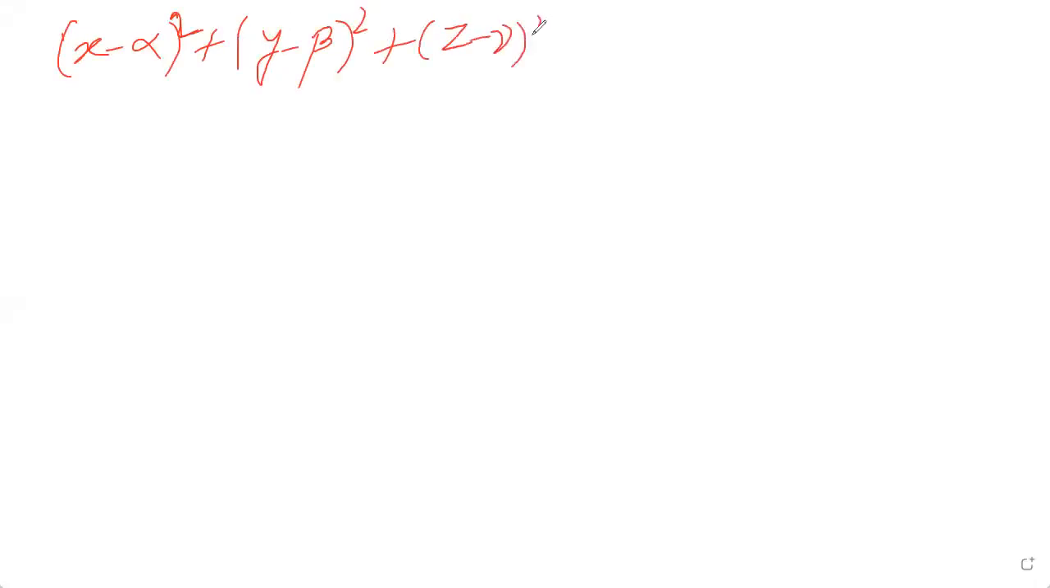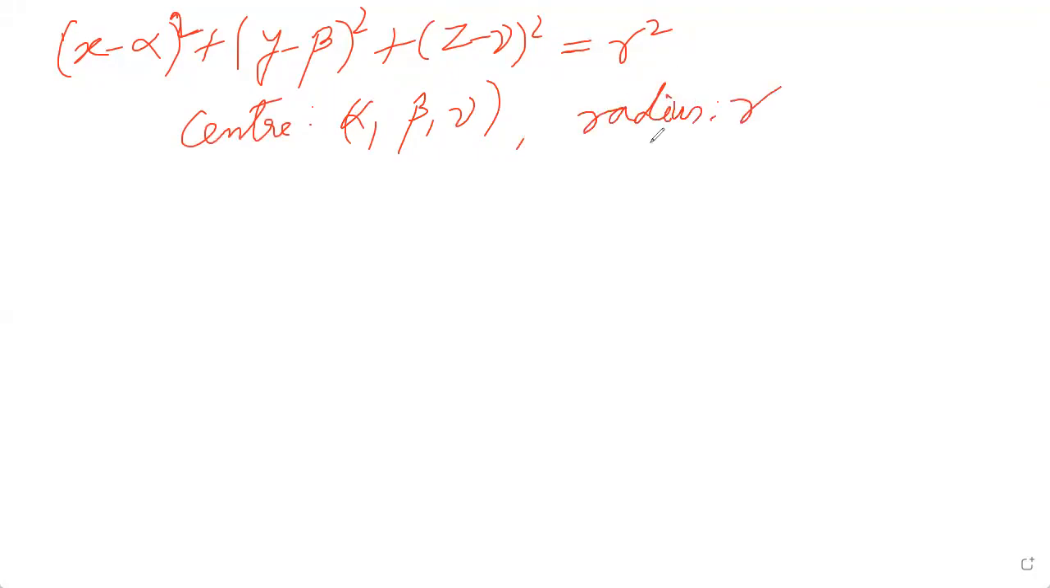So the general equation of a sphere you can write in this form also: (x minus alpha) whole square plus (y minus beta) whole square plus (z minus gamma) whole square is equal to r square, where alpha, beta, gamma is the center and r is the radius.